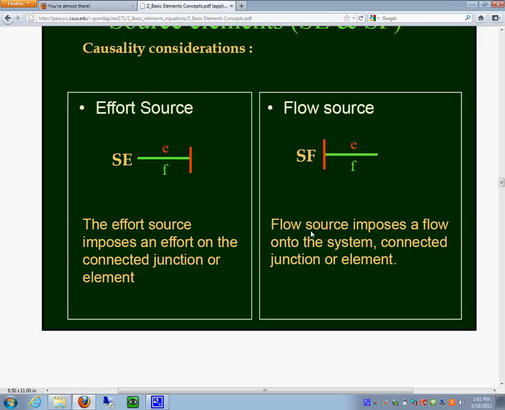Okay. Any questions about the difference between an effort source and a flow source? It's the same thing as saying a velocity source and a force source, or a current source and a voltage source. That sort of thing.